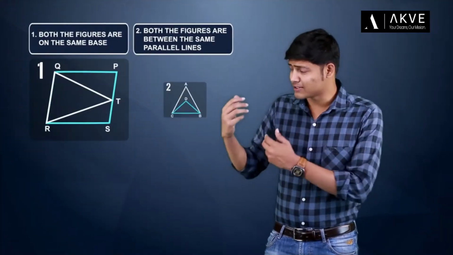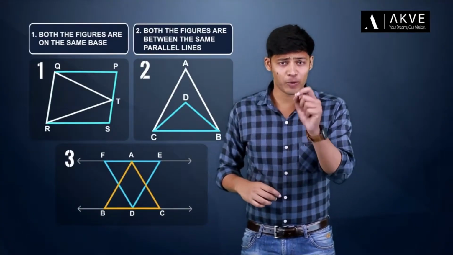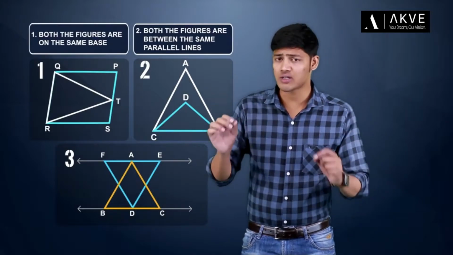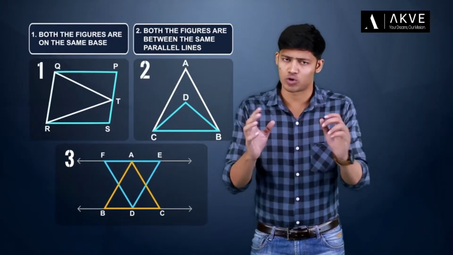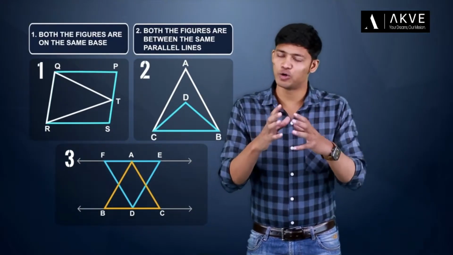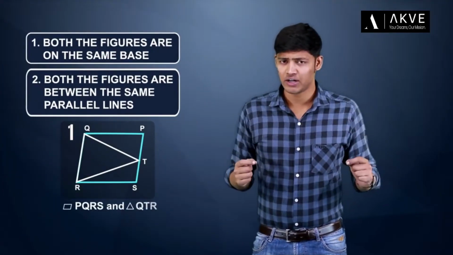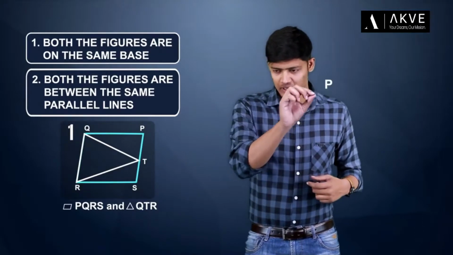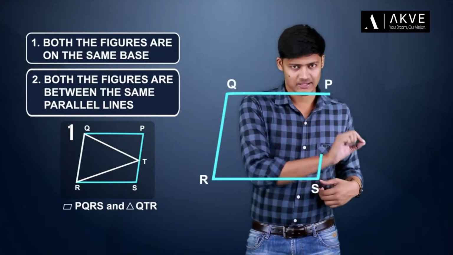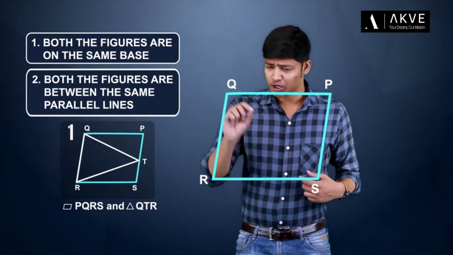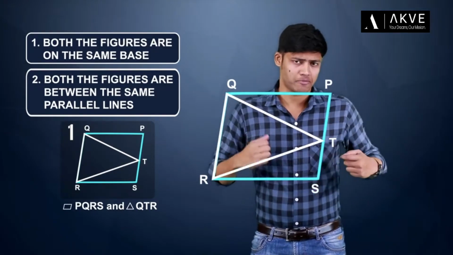Now, here are some figures and you have to find whether these two observations are true for these figures or not. You may pause your screen and do it. In the first figure, we have the parallelogram PQRS and the triangle QTR.